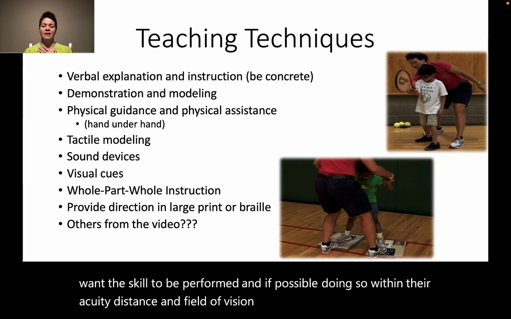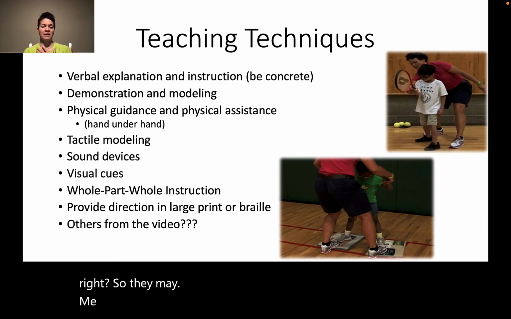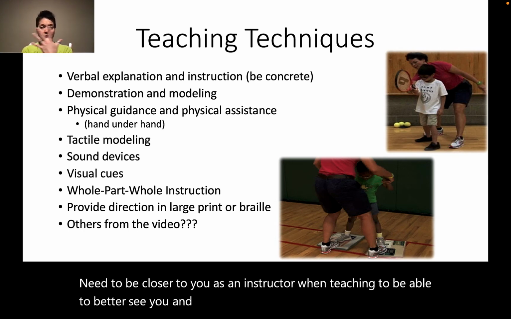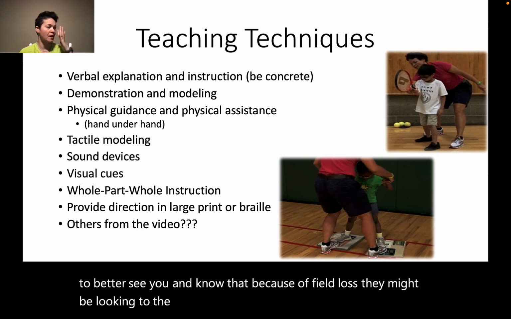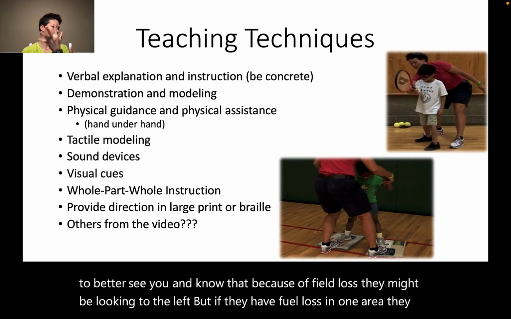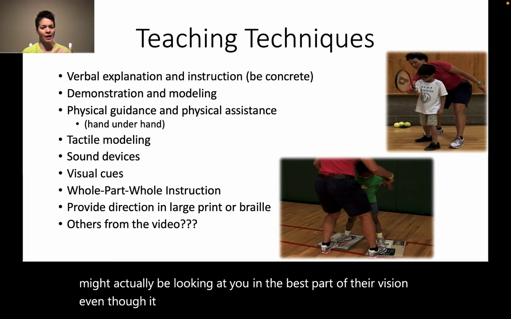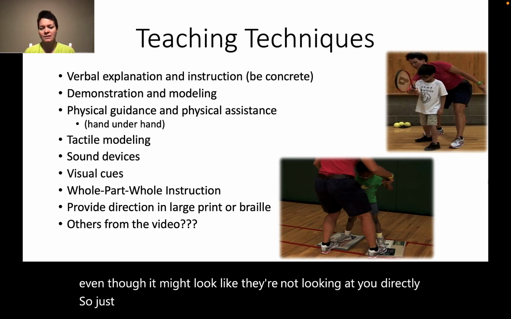So they may need to be closer to you as an instructor when teaching to be able to better see you. And know that because of field loss, they might be looking to the left, but if they have field loss in one area, they might actually be looking at you in the best part of their vision, even though it might look like they're not looking at you directly. So just be aware of that.